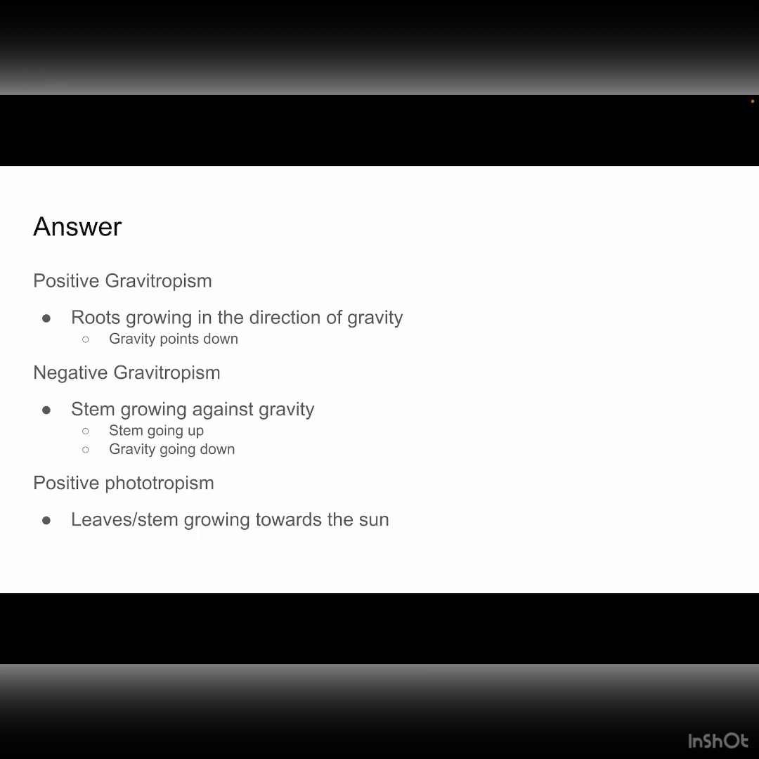Remember, gravity pulls down, so anything going down is in the direction of gravity. Now, what about negative gravitropism? The stem was going up, so it would be an example of this. The stem was going against gravity, which makes it negative. Finally, positive phototropism. Between the stem and the roots, what was growing towards the light? The stem, and of course leaves. I'd have taken either. And if you wanted to, you could say that the roots were an example of negative phototropism because they were going away from the light.